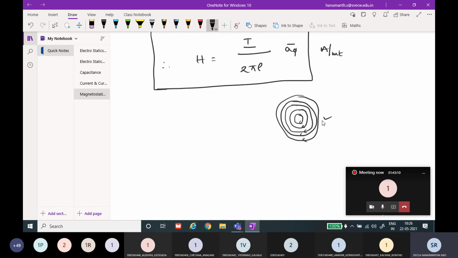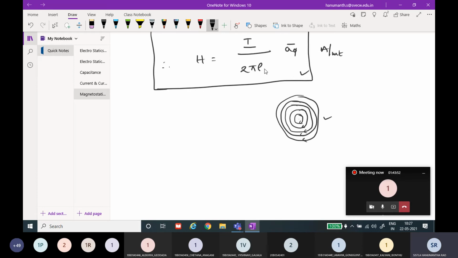Now, by observing the above equation, write down like this. By observing the above equation, the magnitude of the magnetic field is not a function of phi and z. Am I correct or not? The magnitude of the magnetic field is not a function of phi and z because it is a function of rho only.